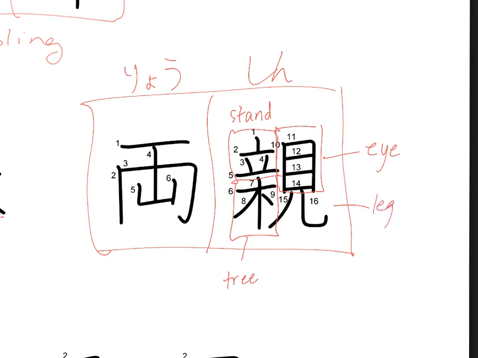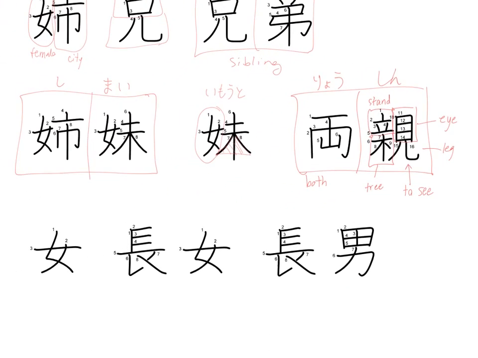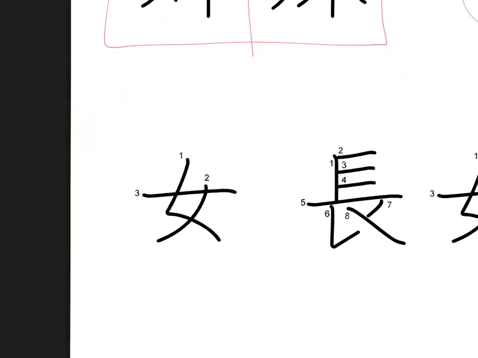And the eye on legs together on that right side is the kanji to see or to watch or to look at. So you can have your parents standing up on a tree looking out over you. And that would be the right side kanji there for parents. In fact, the right side kanji is the word for parent. Ryo is a kanji that means both. So that is what's used for both parents, literally. Ryoshin.